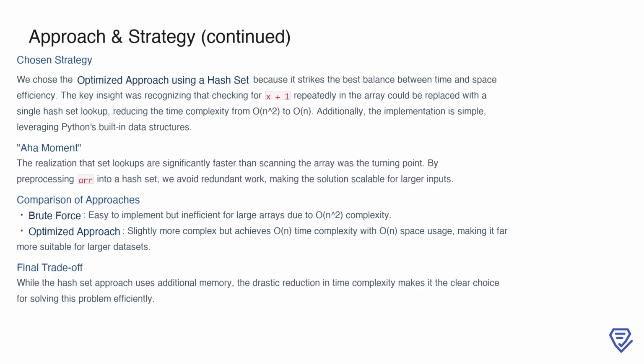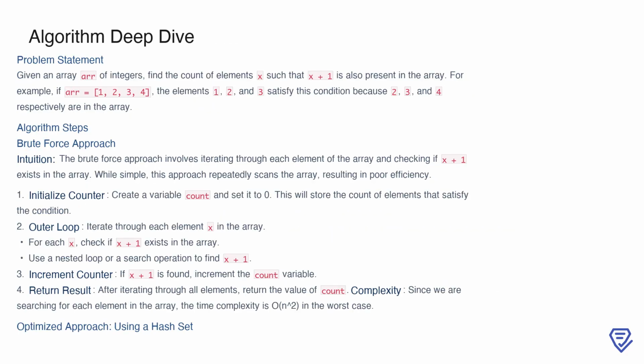The problem asks us to count how many elements in the array satisfy the condition where x plus 1 is also present in the array. For instance, in the array 1, 2, 3, 4, the elements 1, 2, and 3 meet this criterion because 2, 3, and 4 respectively exist in the array.